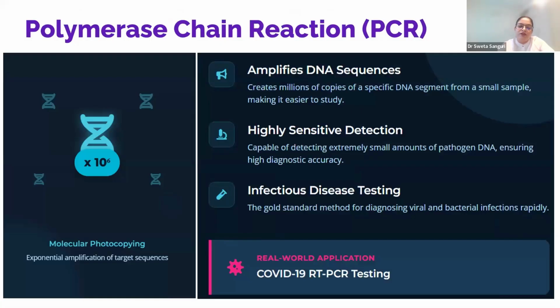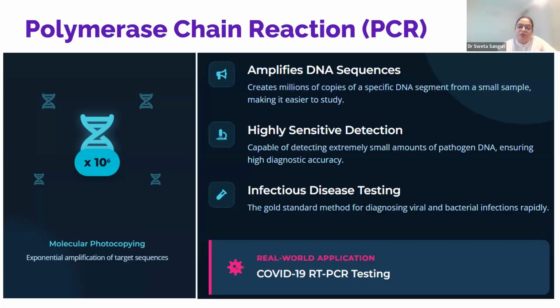Let's go quickly through PCR. It stands for polymerase chain reaction, one of the most important techniques in molecular biology. PCR allows scientists to amplify a very small amount of DNA. It can create millions of copies that can be detected and then also analyzed. So you can think of it like a molecular photocopy machine. If only a tiny amount of DNA is present, PCR can copy it many times so we can study it.